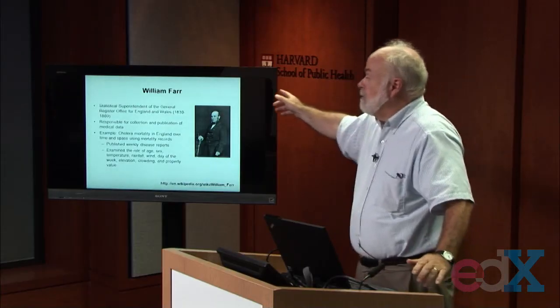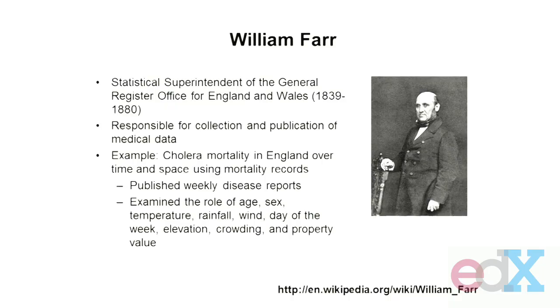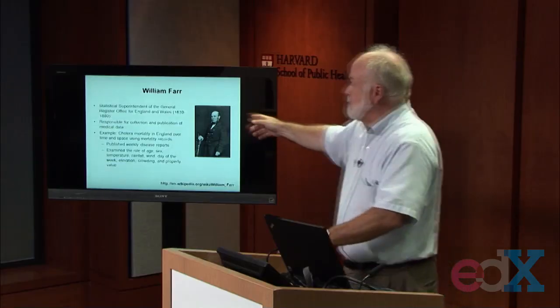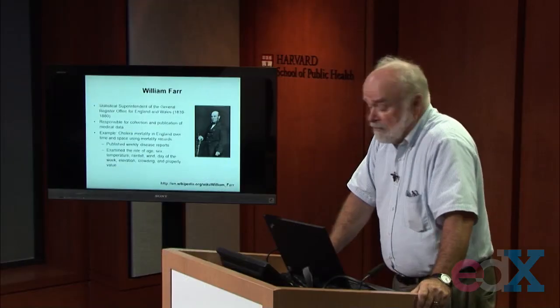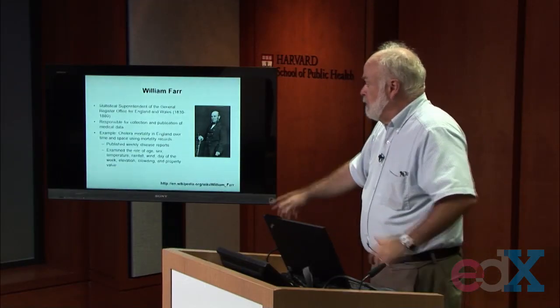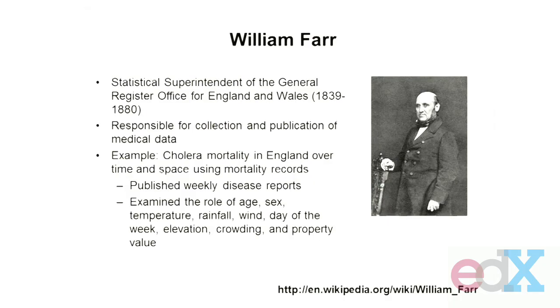One was William Farr. He was essentially the chief statistician for Great Britain. He was the statistical superintendent of the General Register Office of England and Wales in the 1800s. He was responsible for collecting and routinely distributing information about the health of people, usually by reporting mortality figures and causes of mortality for different regions of the country. One of his results referred to a cholera outbreak in London that occurred in a particular time in the 1800s.